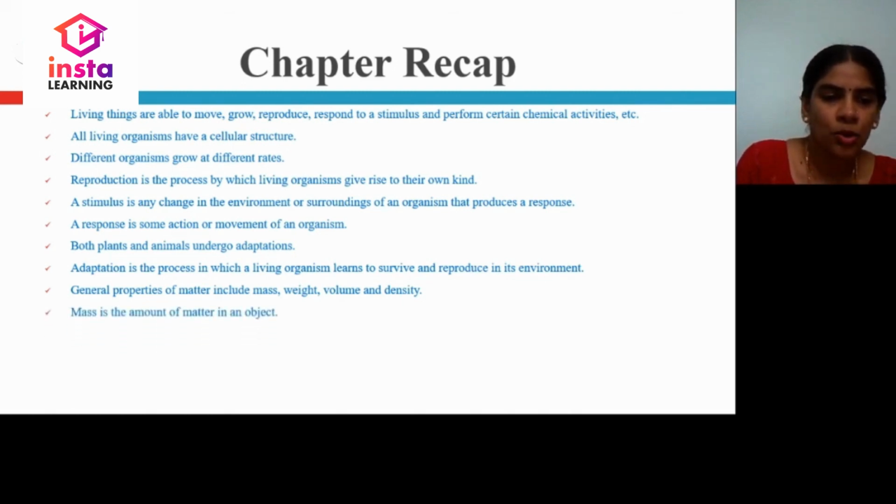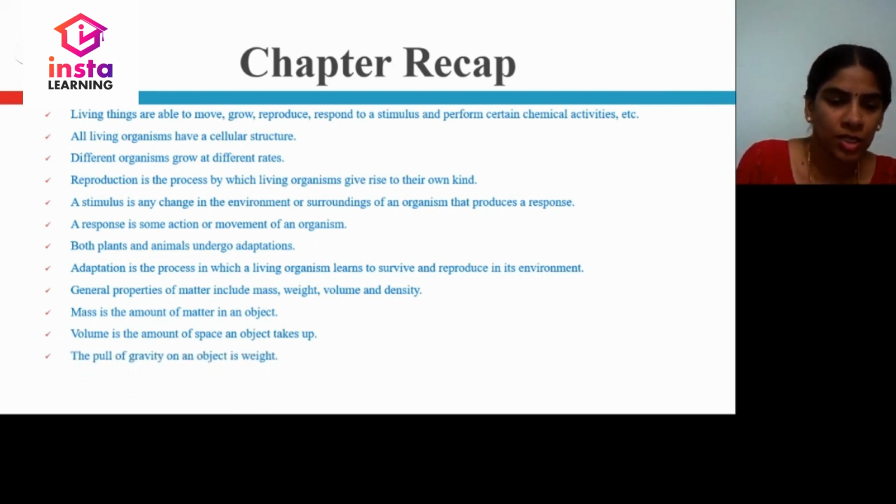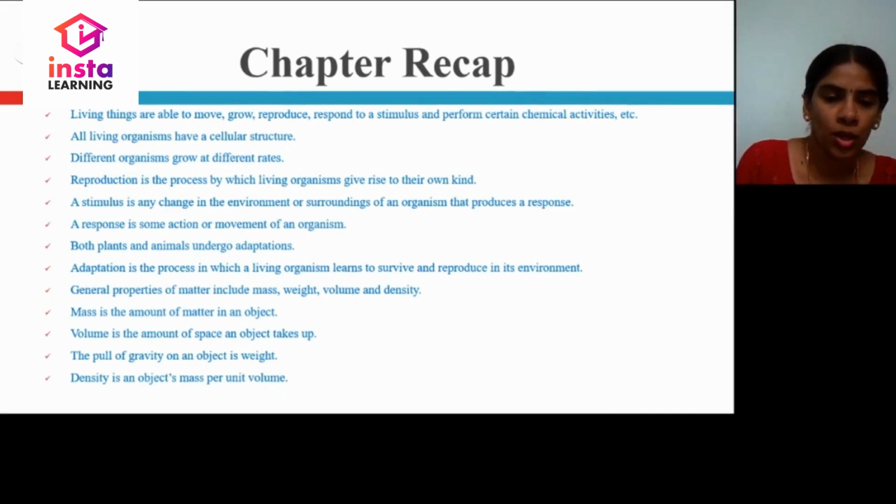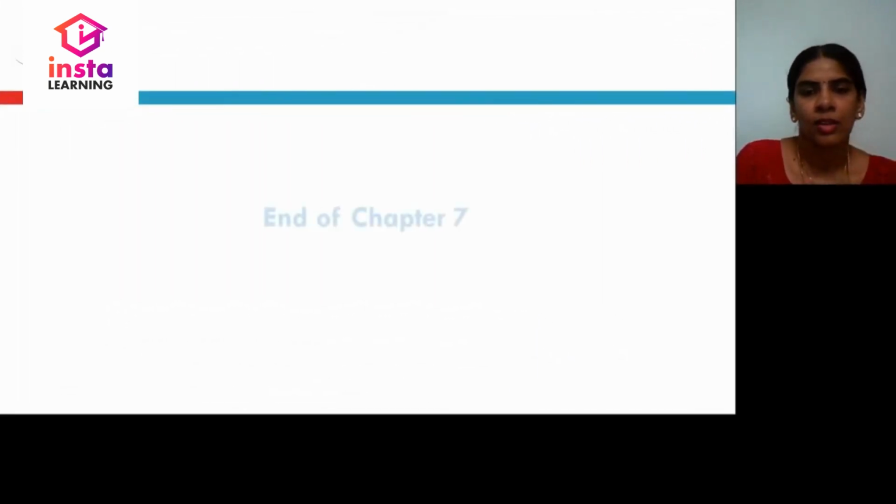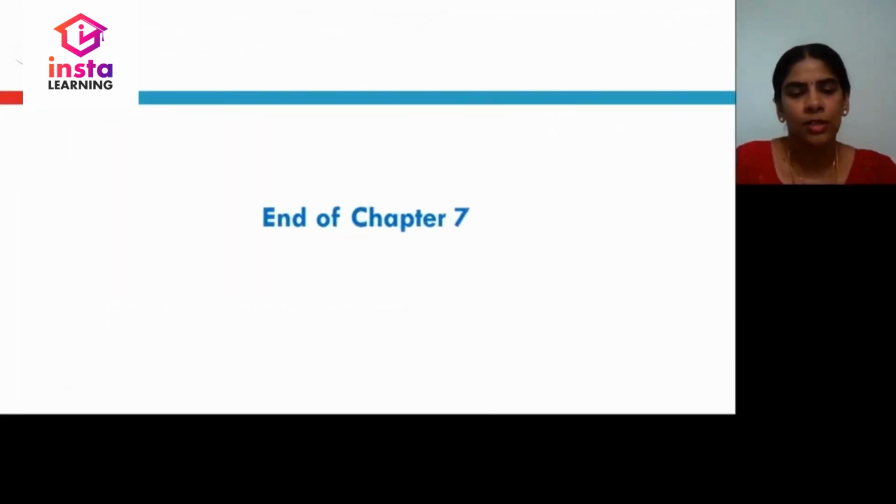Mass is the amount of matter in an object. Volume is the amount of space an object takes up. The pull of gravity on an object is its weight. Density is an object's mass per unit volume. This ends chapter 7.